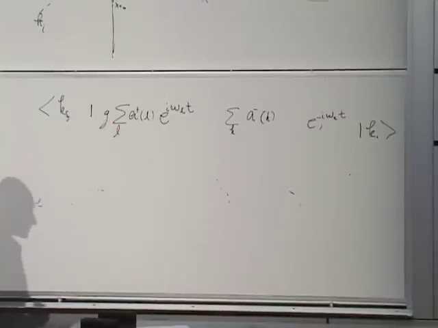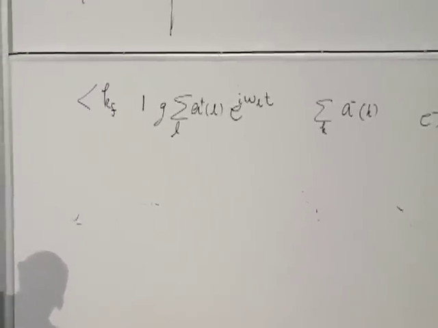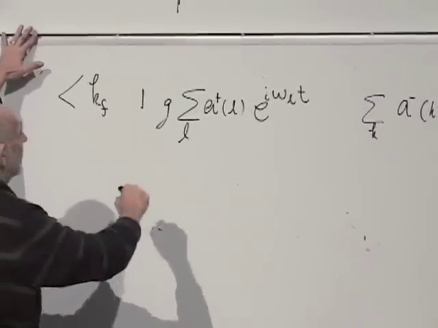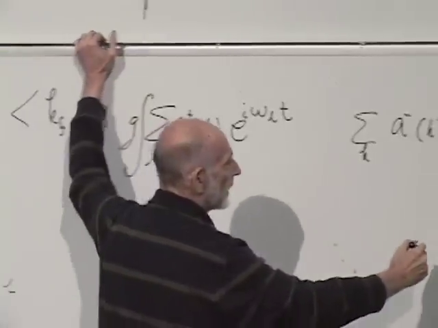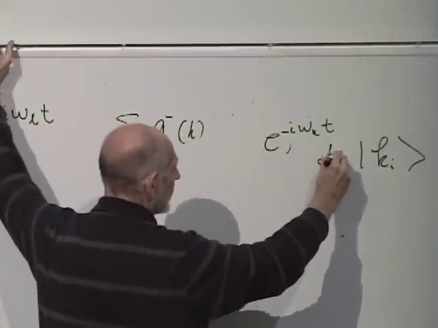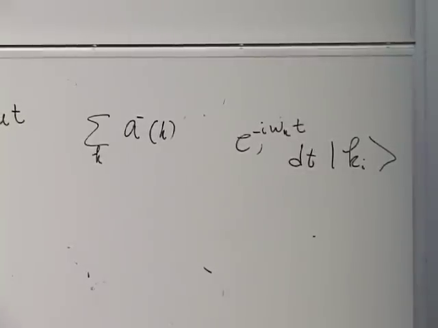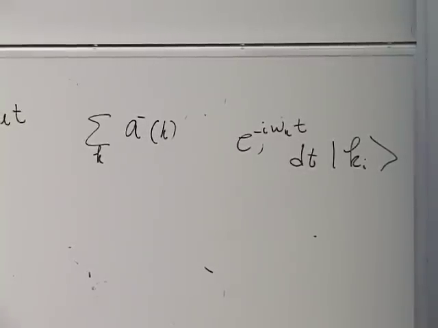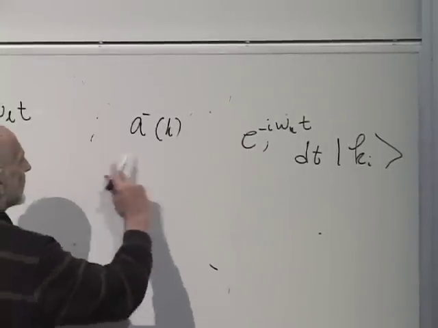G. But I've also left out something else. Where is it? Integral dt. It's the integral dt, which is the thing that I'm really interested in. All right, so the only contributor here is k equals ki.